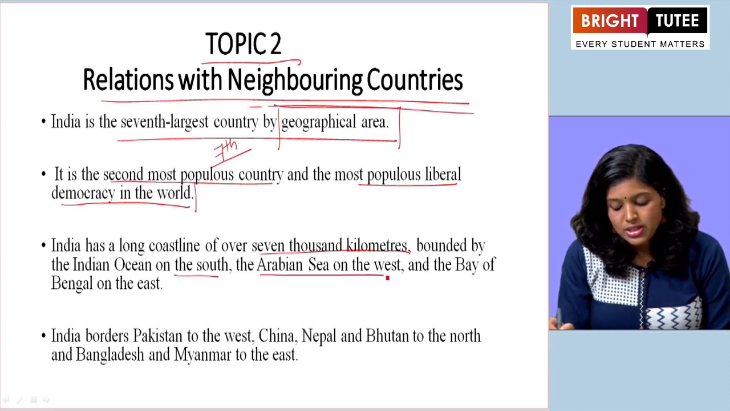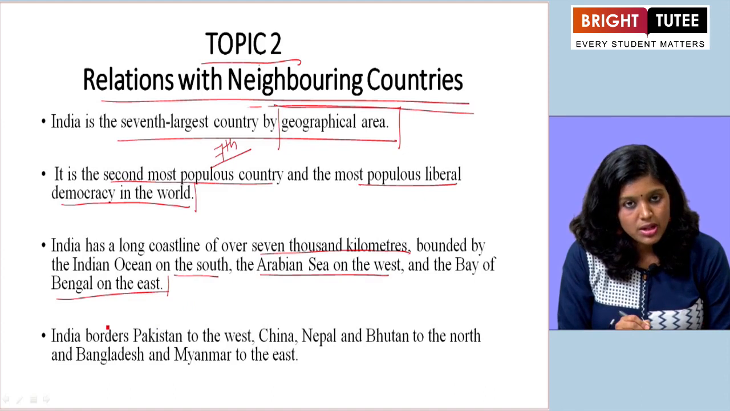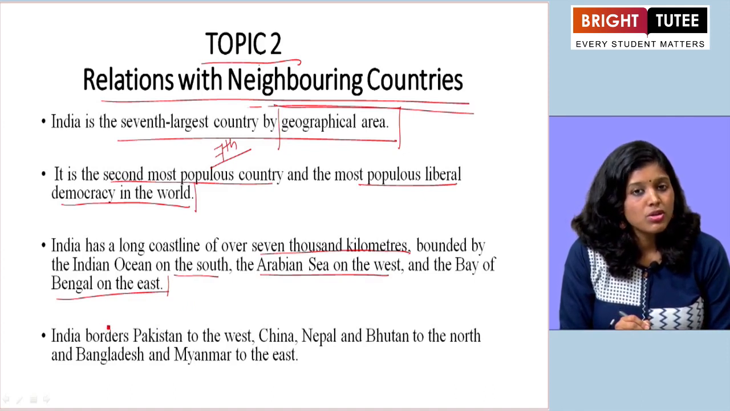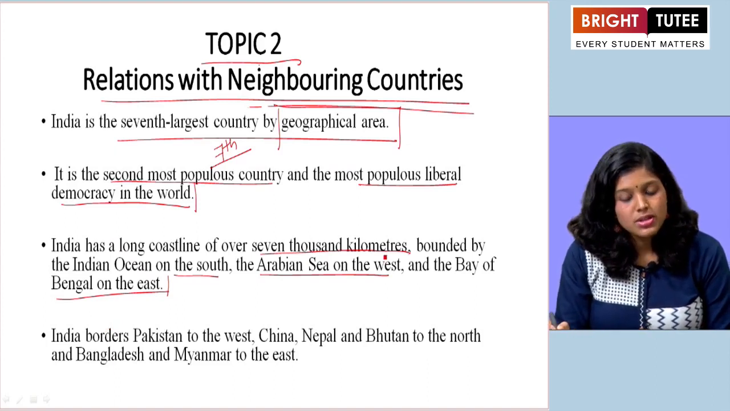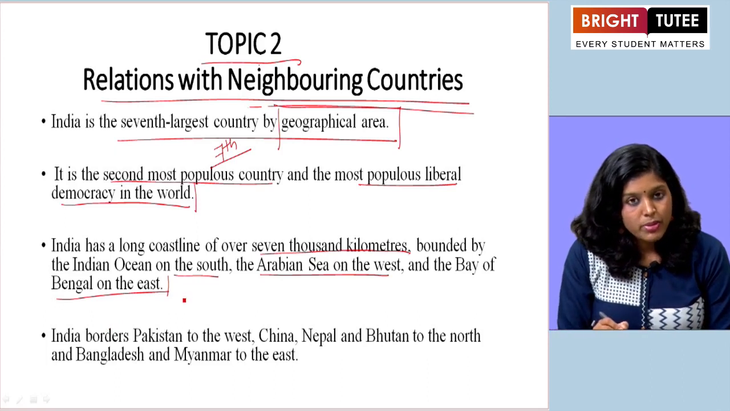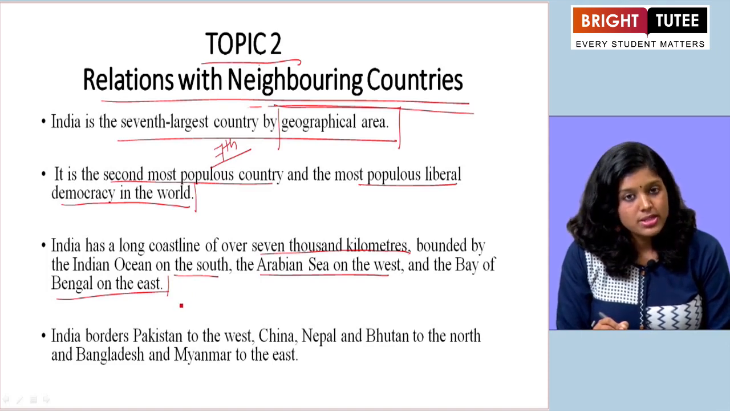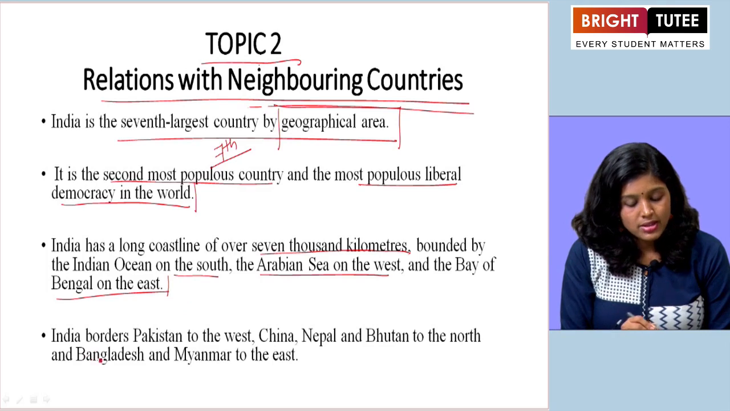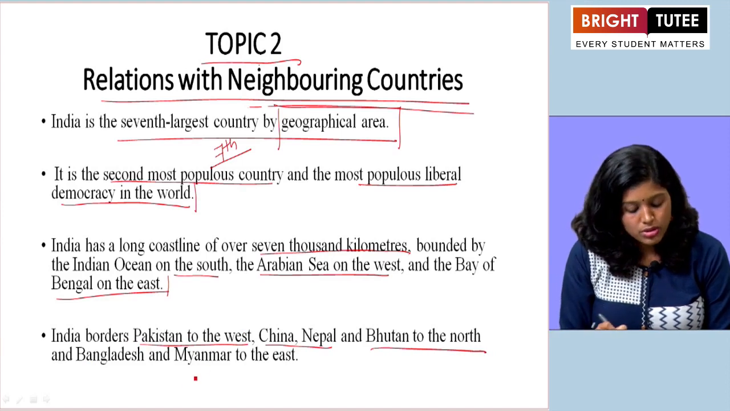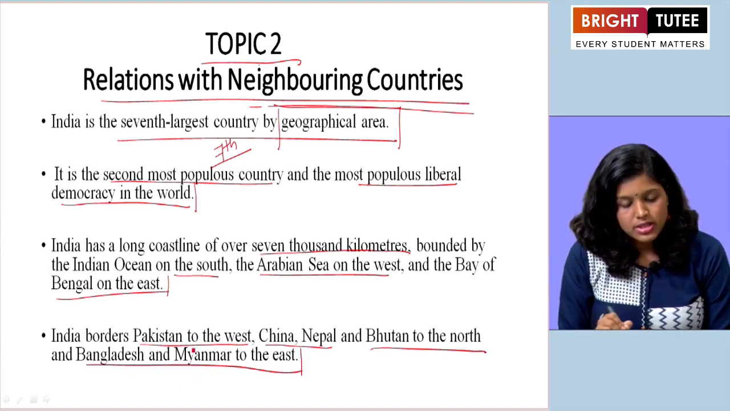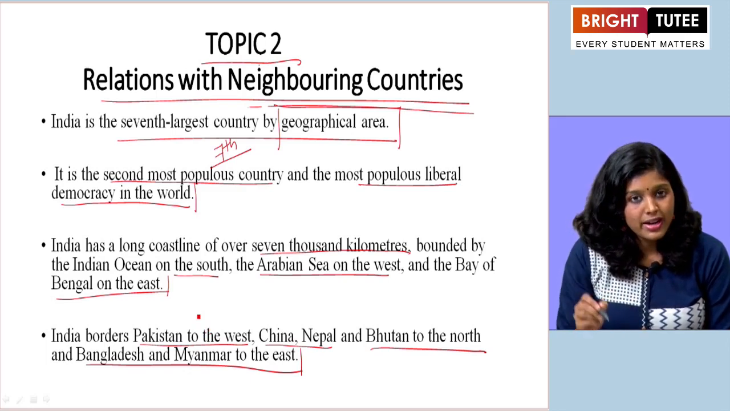the south, the Arabian Sea on the west and the Bay of Bengal on the east. We know India is a peninsula surrounded by water bodies on 3 sides. And India borders Pakistan to the west, China, Nepal and Bhutan to the north and Bangladesh and Myanmar to the east. So, these are the countries neighboring India in different directions.